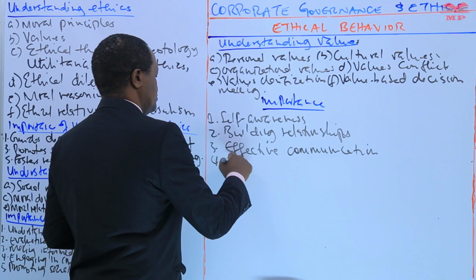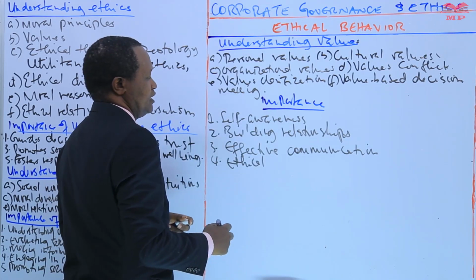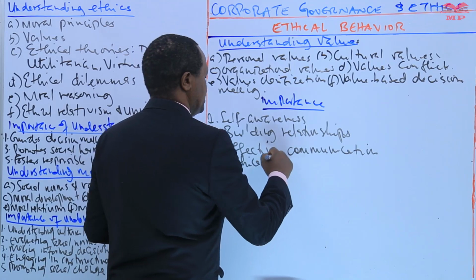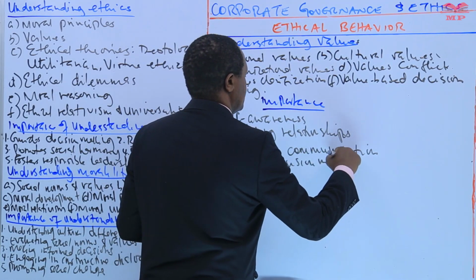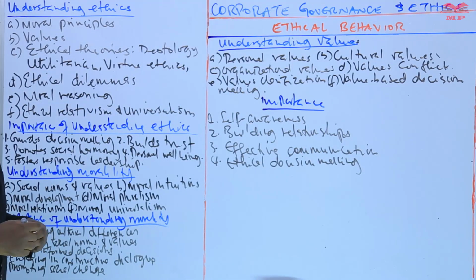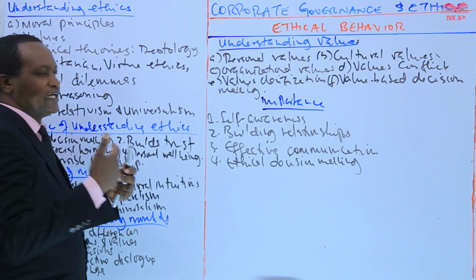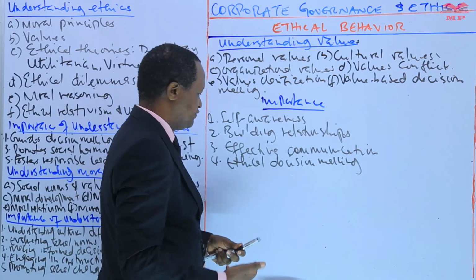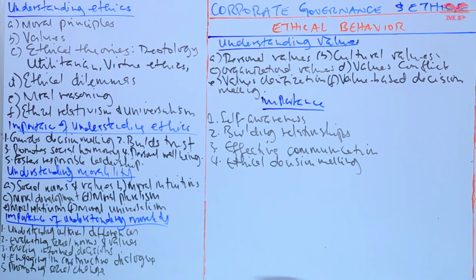Four, understanding values can also help us make ethical decisions. It can lead to ethical decision making. Values provide a framework for making ethical decisions that align with our core beliefs.